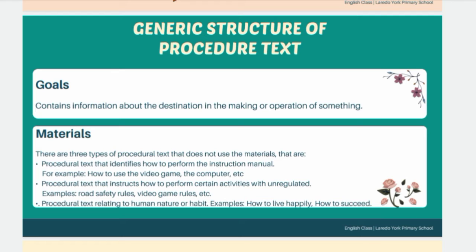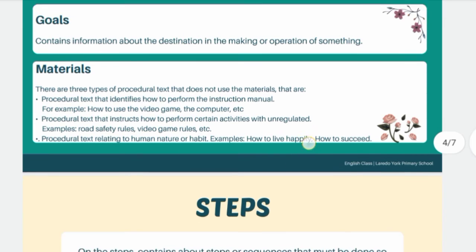Second is procedural text that instructs how to perform a certain activity with unregulated. For example, road safety rules, video game rules, etc. And last is procedural text relating to human nature or habit. For example, how to live happily and how to succeed.